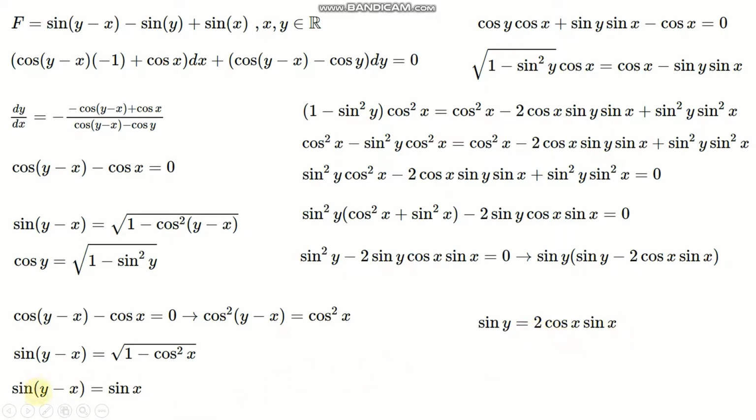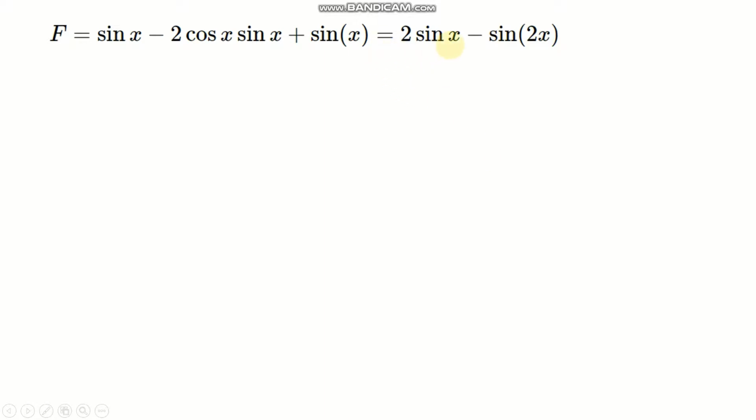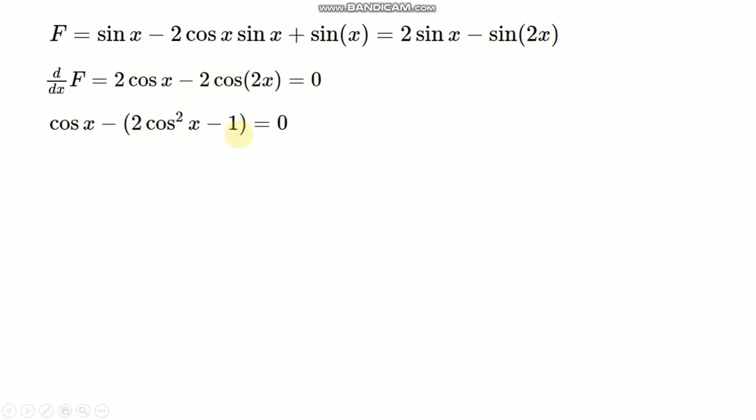Substitute the values of sin(y - x) and sin y into our original function. We have sin x - 2 cos x sin x + sin x, which is equal to 2 sin x - sin 2x. Take the derivative of 2 sin x - sin 2x to find the maximum value of f. The derivative of 2 sin x is 2 cos x, and the derivative of sin 2x is 2 cos 2x. We set it equal to 0 to find the maximum value. We can cancel out 2, and cos 2x is the same as 2cos²x - 1. Now we have -2cos²x + cos x + 1 equal to 0.